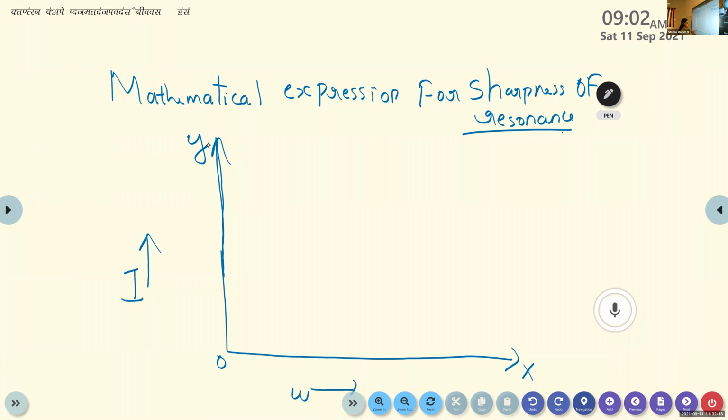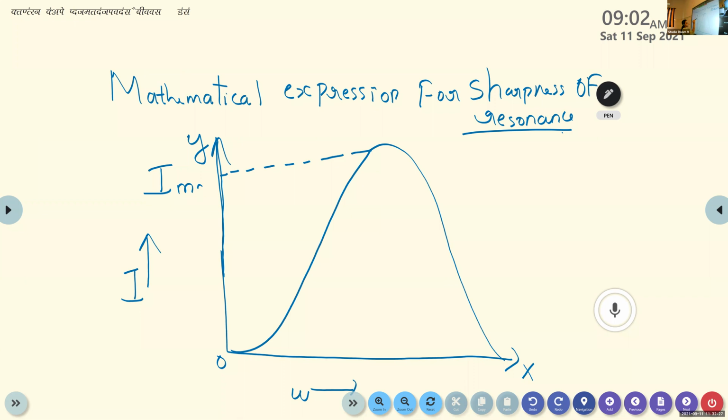We know that under the resonance condition, the graph will be like this. We get a maximum peak. The maximum value of current is obtained under the resonance condition. It is marked as I max. And what about the corresponding angular frequency? The frequency corresponding to the maximum value of current under resonance condition is known as resonant frequency. It is taken as omega 0.